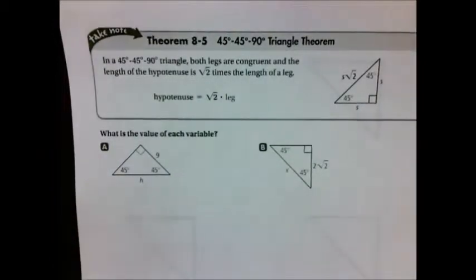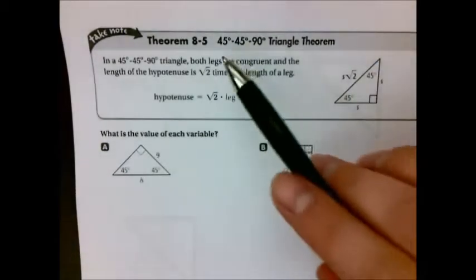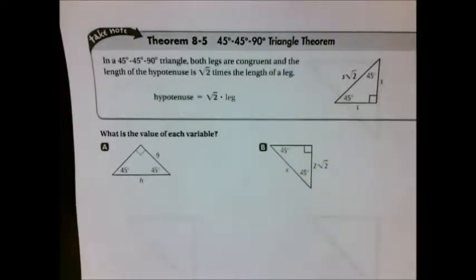Alright guys, today we're going to be going over how to deal with special right triangles. There's two types of special right triangles we're going to deal with. One is 45, 45, 90. The other one, which we'll get to later, is called a 30, 60, 90 triangle.